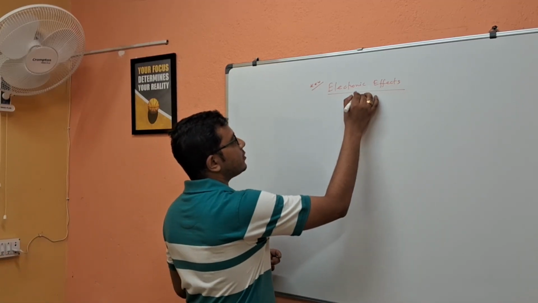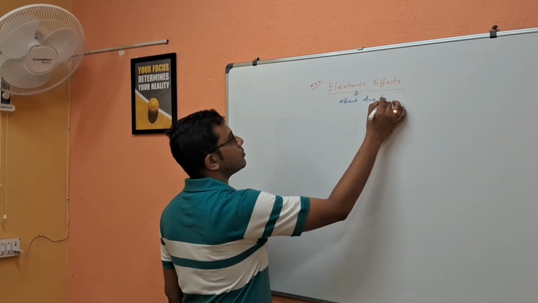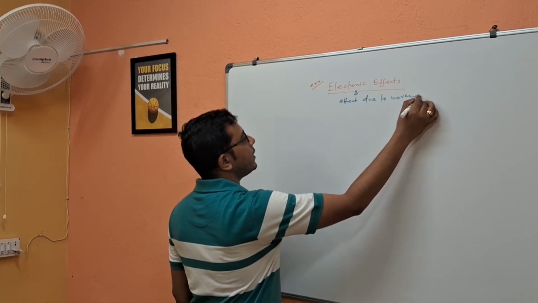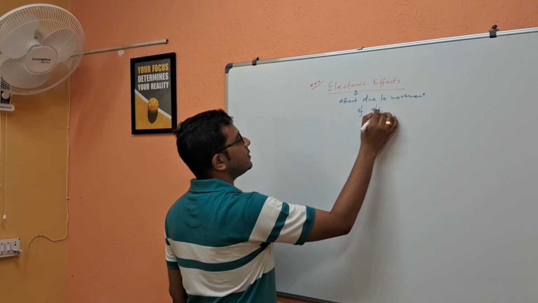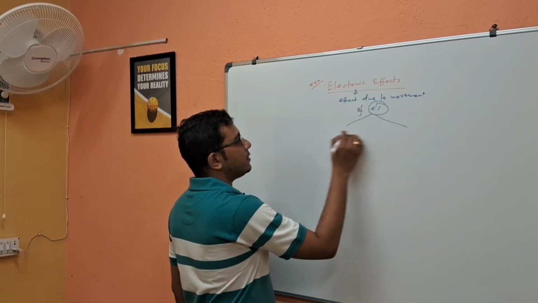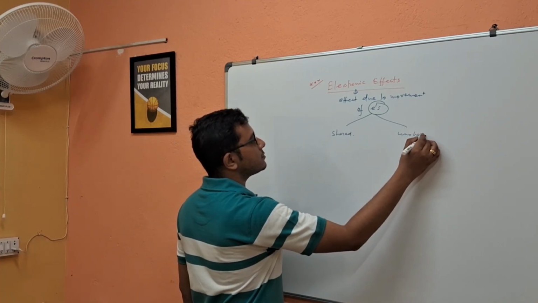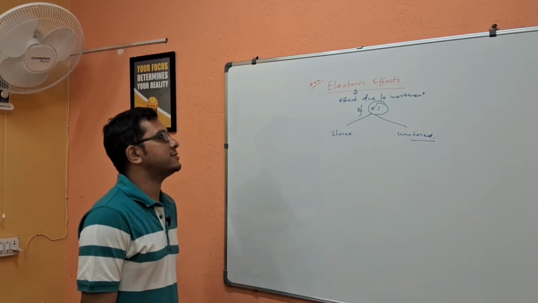Simply, electronic effect means effect due to movement of electrons, right? Now which kind of electrons are available in a molecule? So we have two kinds of electrons, shared electrons and unshared electrons, right? I hope my handwriting is readable.